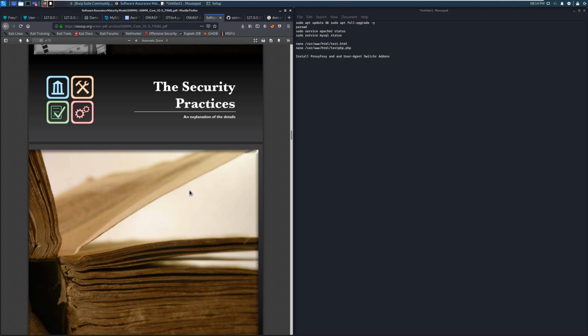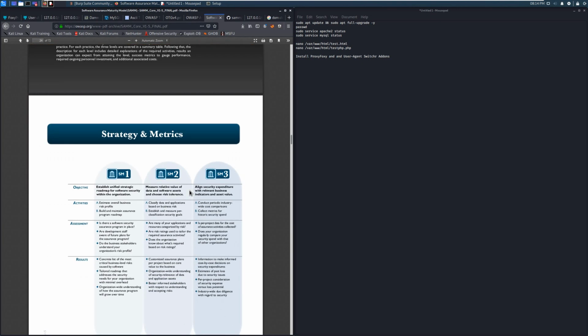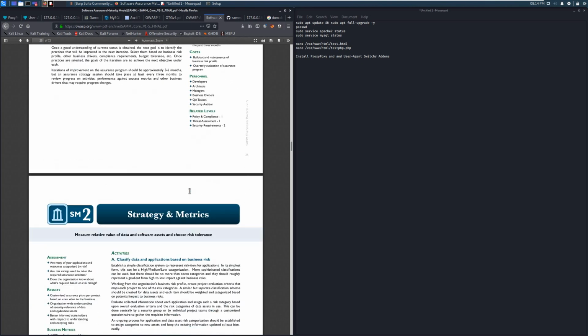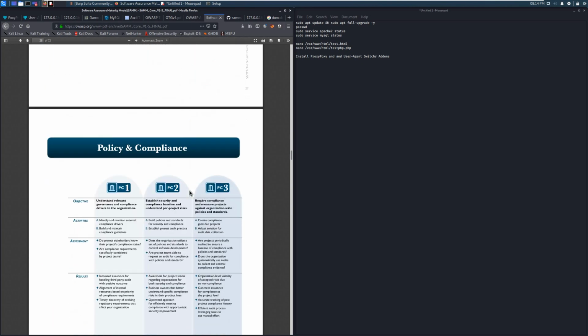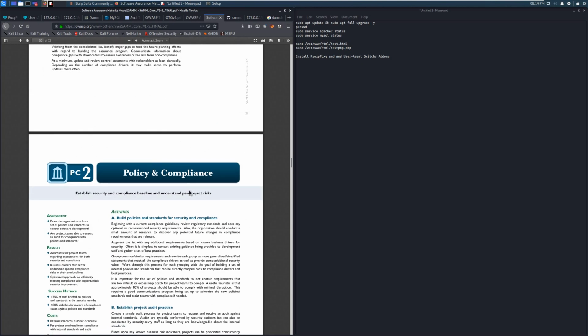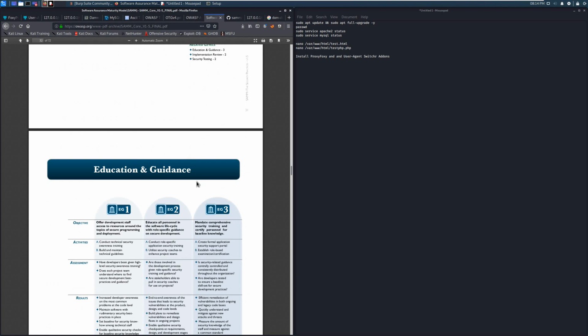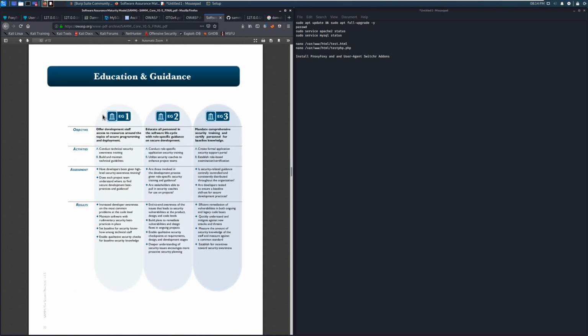And now the important chapter, the security practices. Okay, strategy and metrics, that's not for us. We are interested in, come on, where are you? Education and guidance. So here is another summary which actually shows objectives, activities. We have already seen them, but on top of that, here you have assessment and also the results. Especially the results section is very important, because here you will see what is the reward, so to say, for you if you decide to be OpenSAMM level 1 compliant.